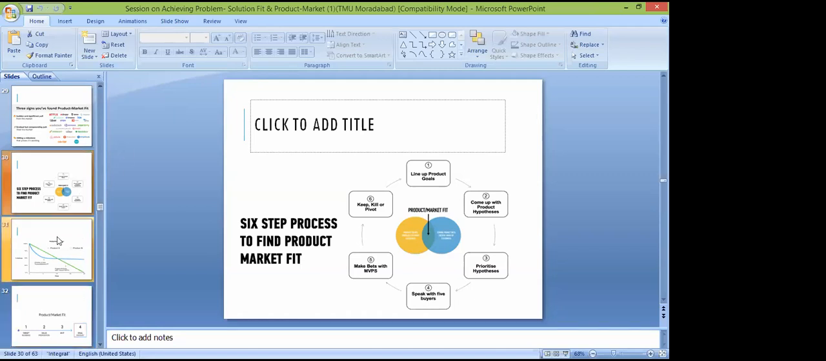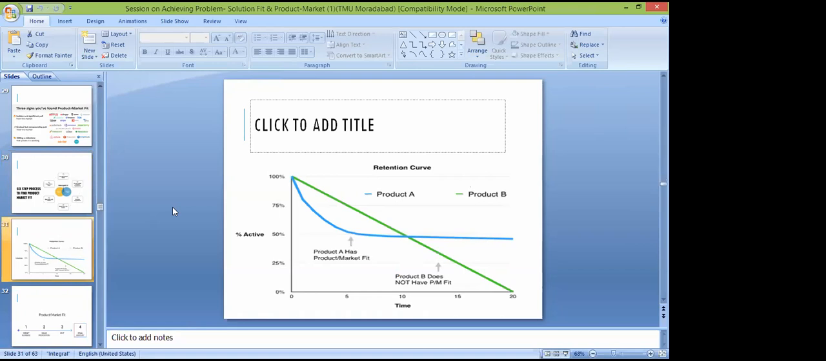Next. If you look at and compare the two products, you can see product B's performance is declining over time and is approaching the value zero. In this particular case, product B did not achieve product market fit. Compared to product B, product A has achieved a consistent and uniform performance over time, because product A could achieve product market fit after the problem solution fit. So this is about the retention curve of the product.